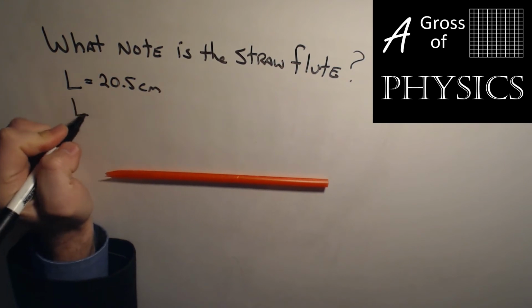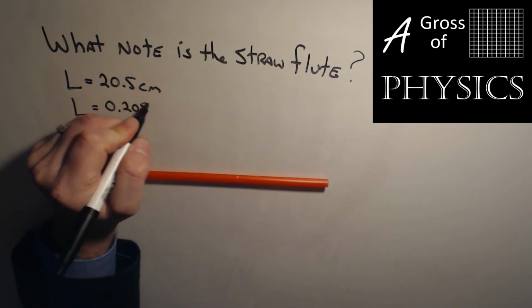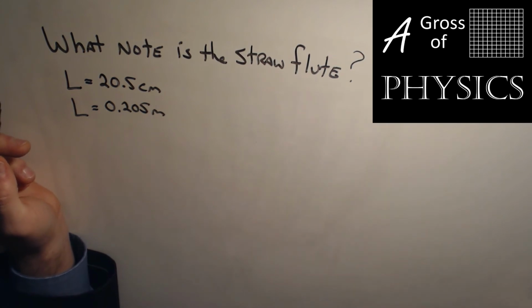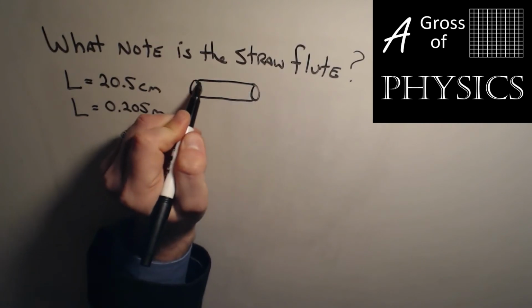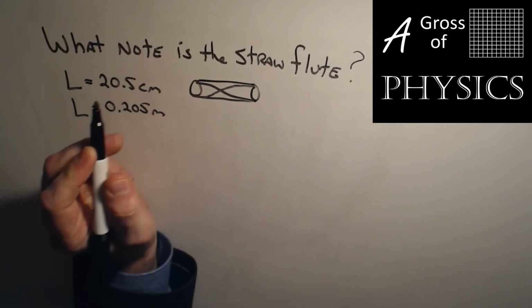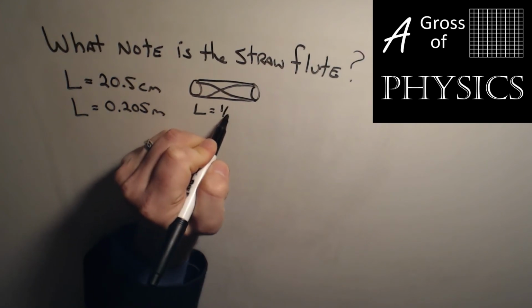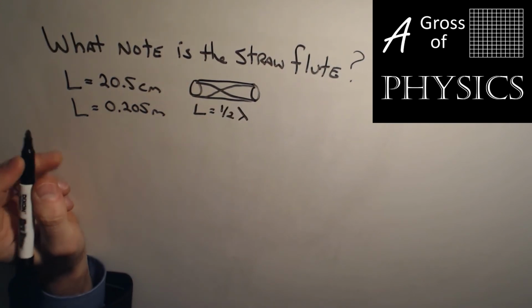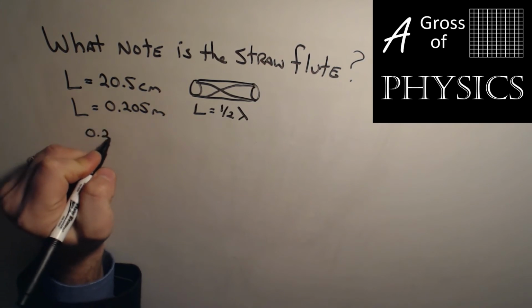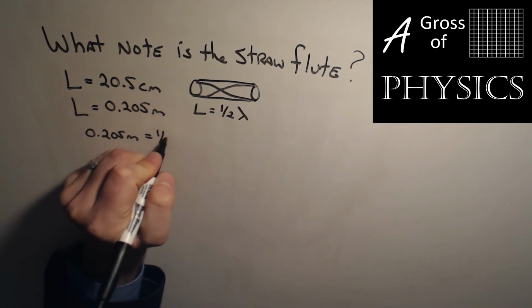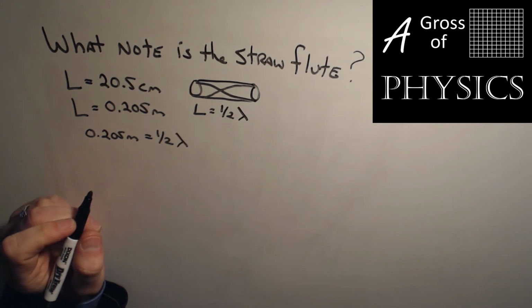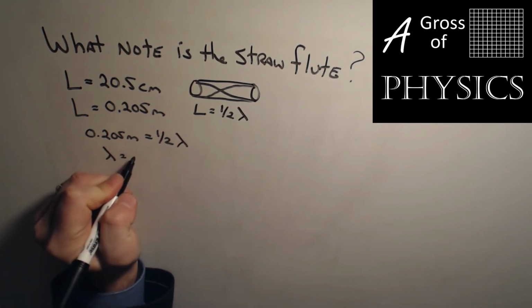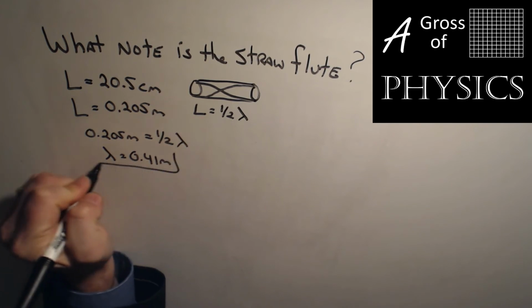And I'm going to get rid of the centimeters immediately: 0.205 meters. Now, because this is an open-ended flute, the fundamental frequency looks like that. And if we remember, it's 1/2 lambda. So the length is 1/2 lambda. So 0.205 meters equals 1/2 lambda, I can double that. So 0.205 times 2, and the wavelength is 0.41 meters.